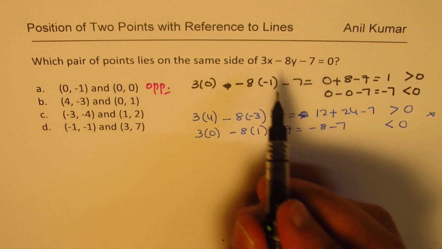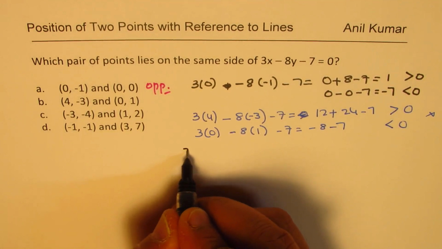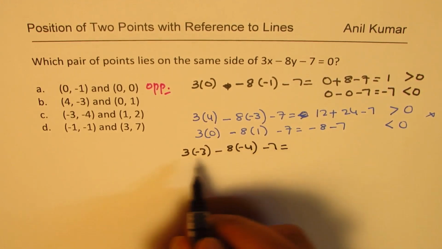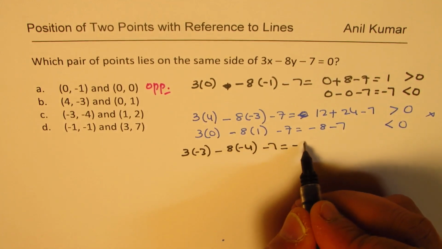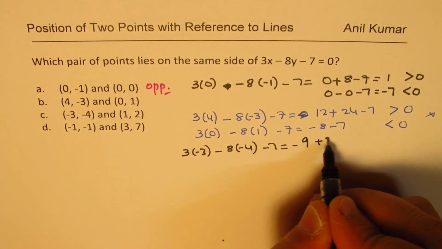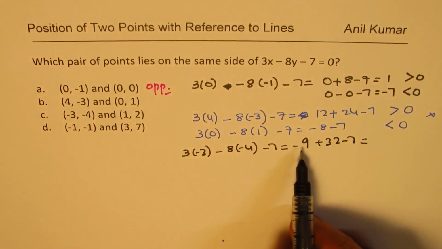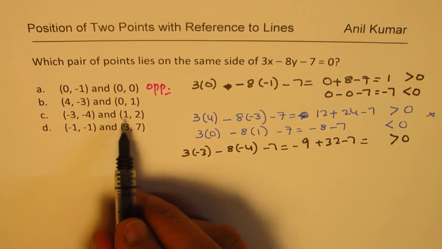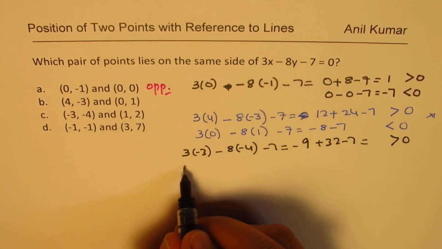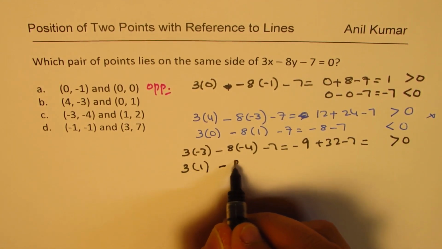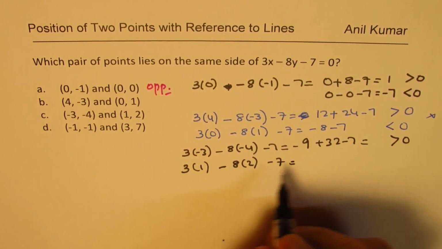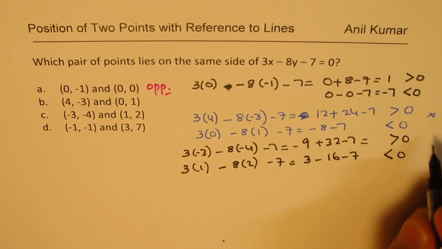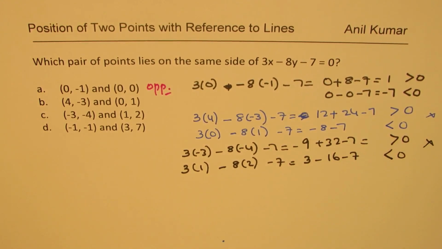Let's substitute the third point, which is minus 3, minus 4 here. So we get 3 times minus 3 minus 8 times minus 4 minus 7. So that is negative 3 times 3 is 9, and that is plus 8 times 4, 32, minus 7. So 7 and 9 gives you a value of 15. So this value is definitely greater than 0. Let's now substitute 1 and 2 to figure out what this is. So 3 times 1 minus 8 times 2 minus 7 gives you 3, 8 times 2 is minus 16, and minus 7. Well, this value is less than 0. So that is also opposite ends.